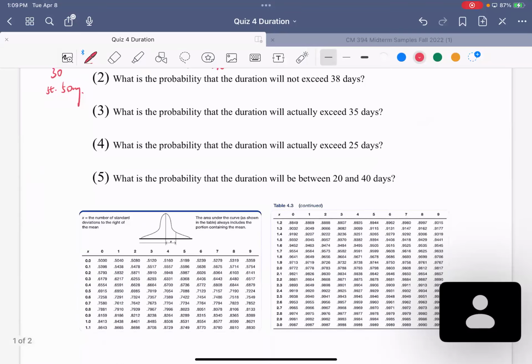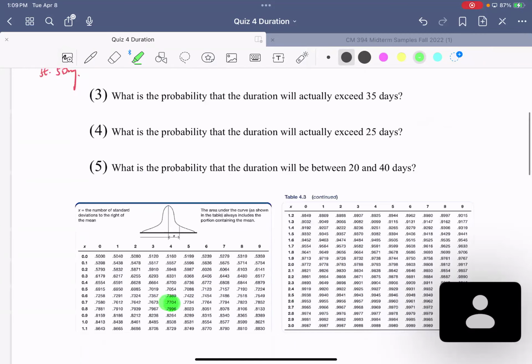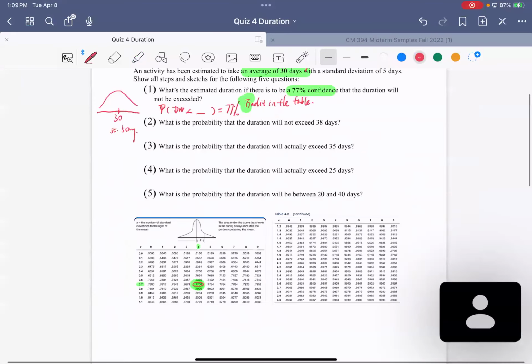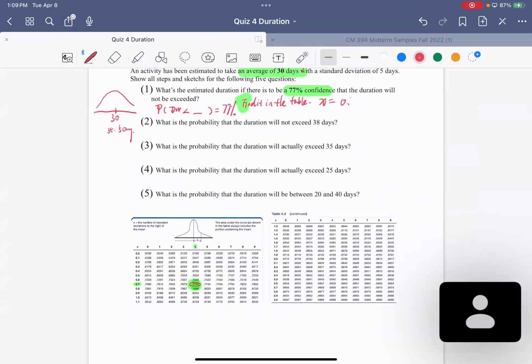To look up the 77 in the table, we find it here. Let me zoom in. This is the number 0.7 and the number is 4. So you find the x here. From the table, you find x is equal to 0.74. Now that you found the x, you can find the duration. Your duration is equal to your mean plus x times your standard deviation. Then you get 30 plus 0.74 times 5.